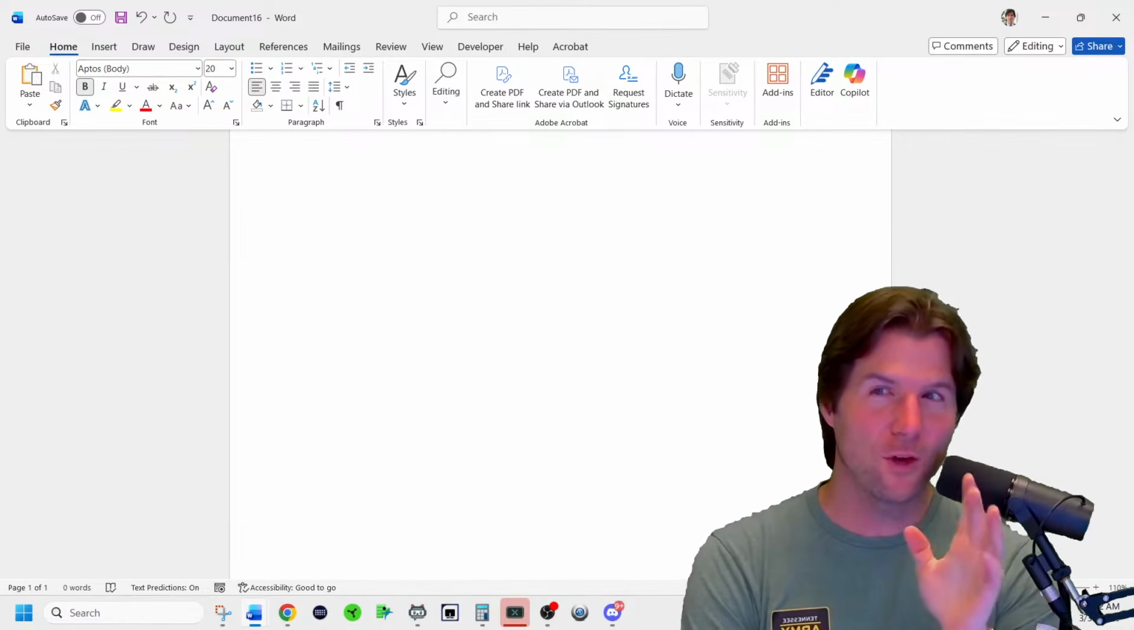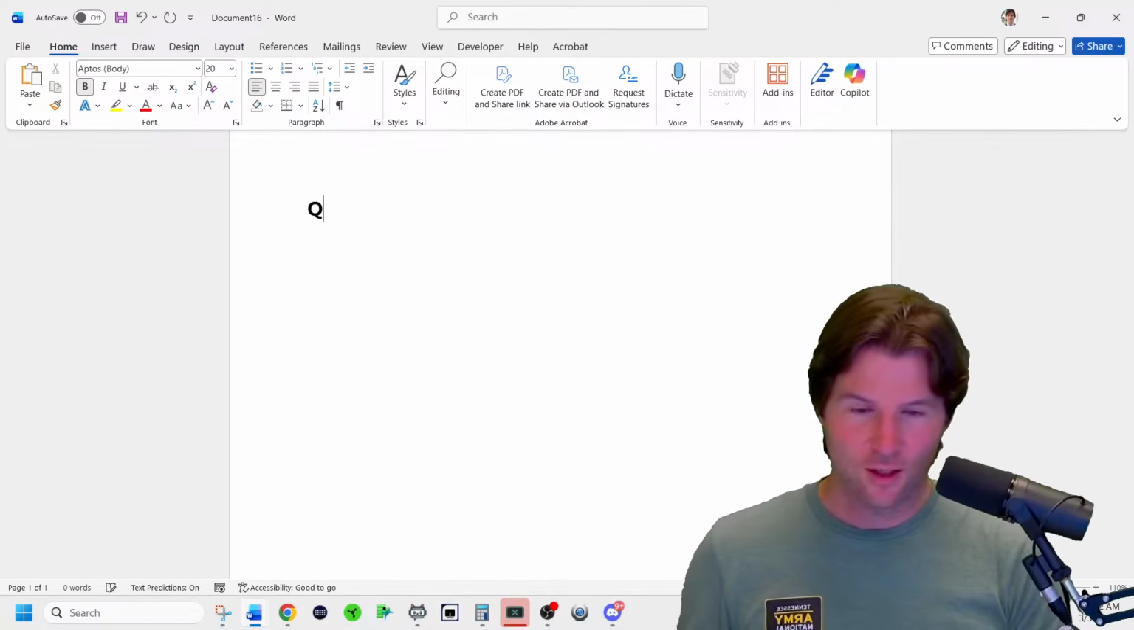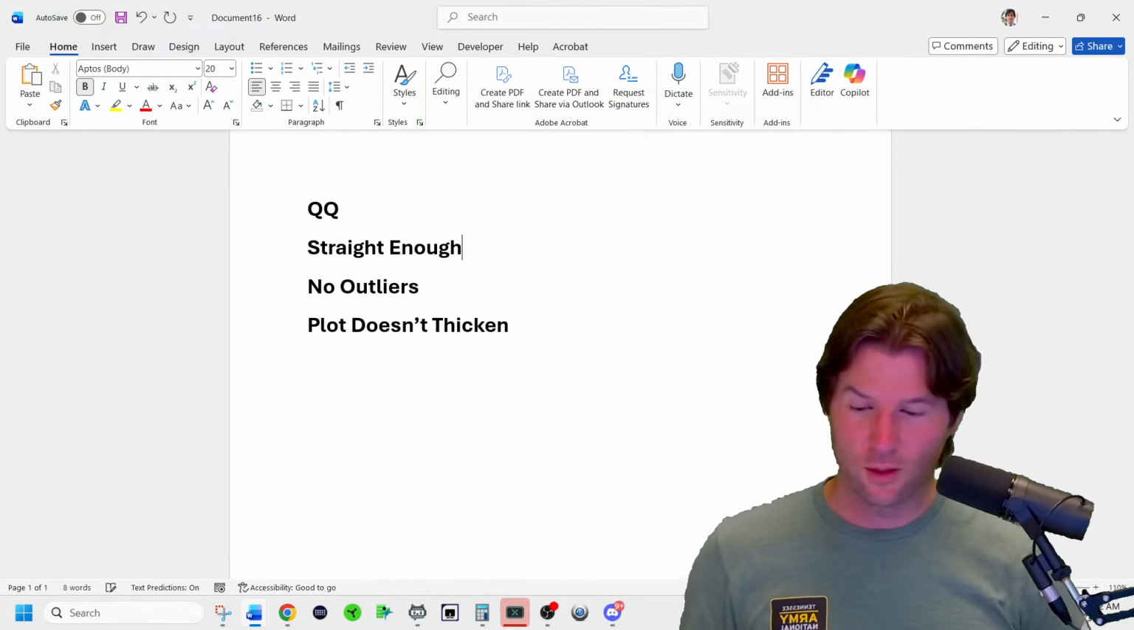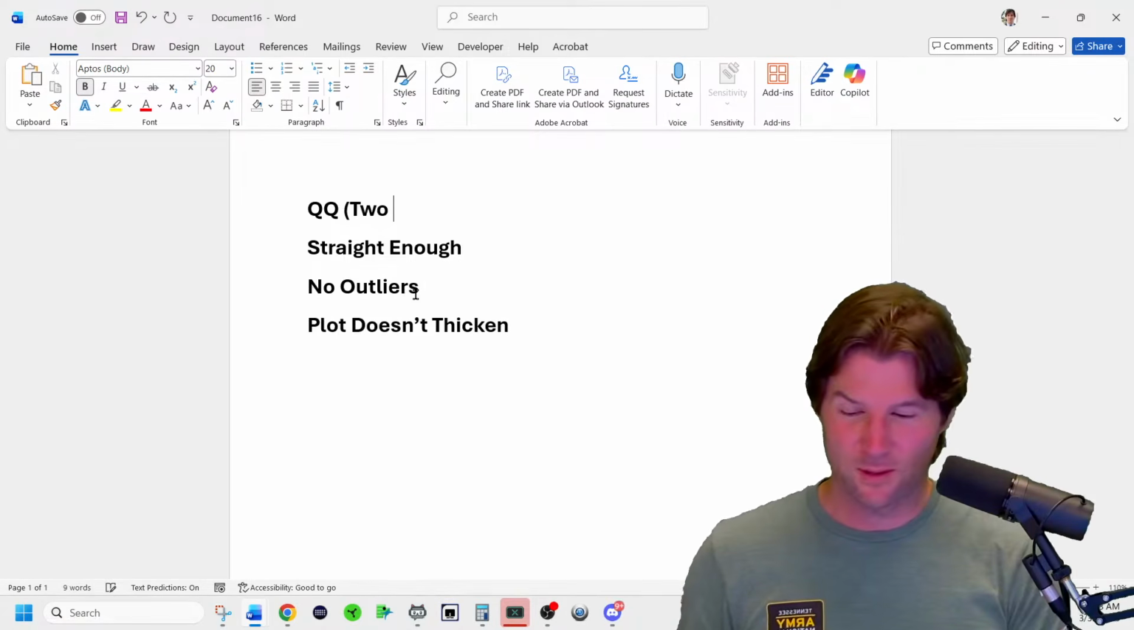QQ, straight enough. No outliers. Plot doesn't thicken. So QQ, straight enough. Great job. 2 quantitative variables. No worries.